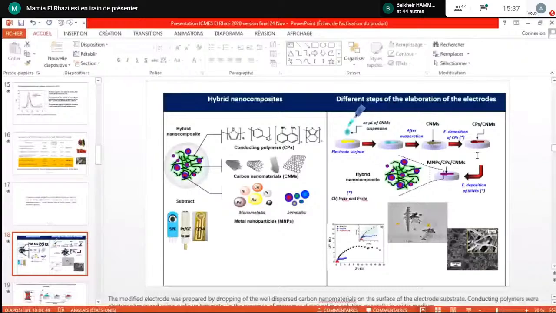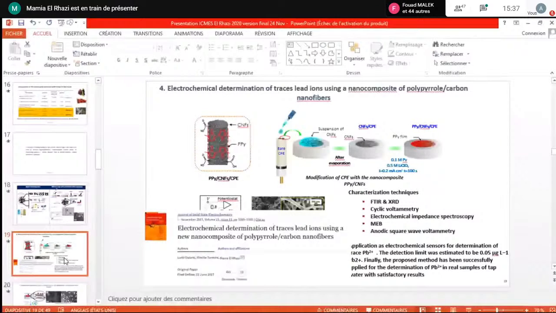After that, we can deposit our metallic nanoparticles on the surface of the polymer. And we try to combine polypyrrole with carbon nanofibers or carbon nanotube. The first example I will give you is about electrochemical determination of trace lead ion using a nanocomposite of polypyrrole and carbon nanofibers.